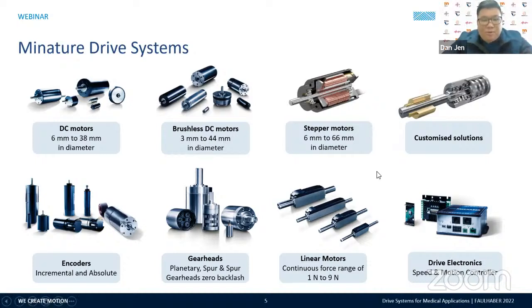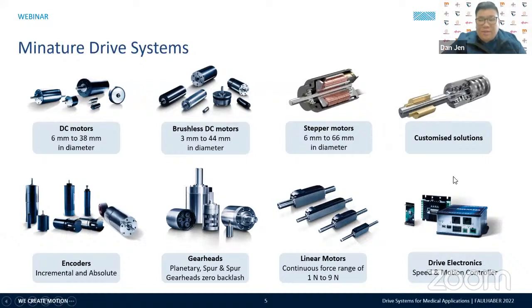We have brushless DC motors from 3mm to 44mm in diameter. These brushless DC motors are usually used in applications which require a longer lifespan and also precise positioning, with small space and limitation in the space allowable for the application. We have stepper motors also, ranging from 6mm to 66mm in diameter.